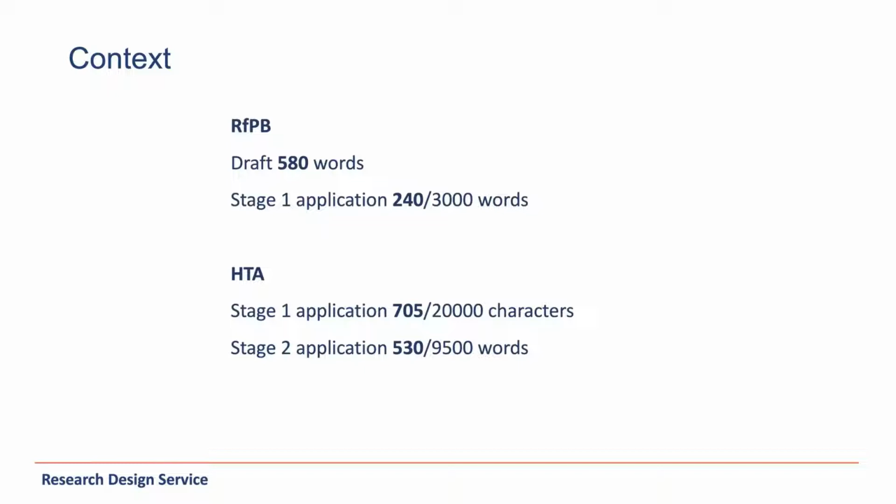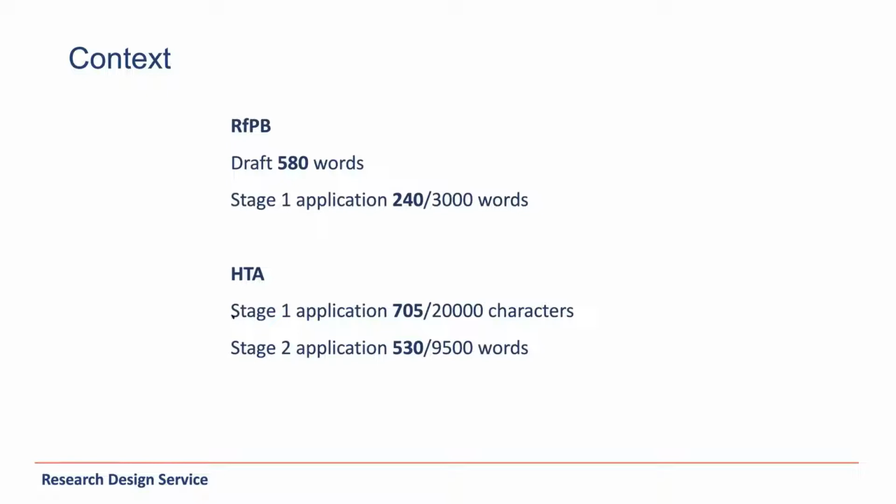So I've given you a couple of examples. This is a recent RFPB that went in. I wrote a draft of what the qualitative section should look like, and that was 580 words. And bearing in mind, I've been doing this for 20 years, I've now got that down. When I first started out, the sections I was writing were about 2,000 words. And then in the actual stage one application, I had 240 words to describe all the qualitative elements of that project, out of the 3,000 words within the whole of that stage one application.